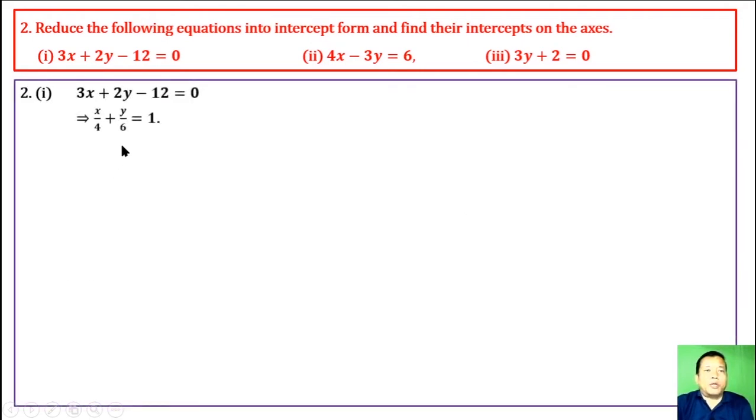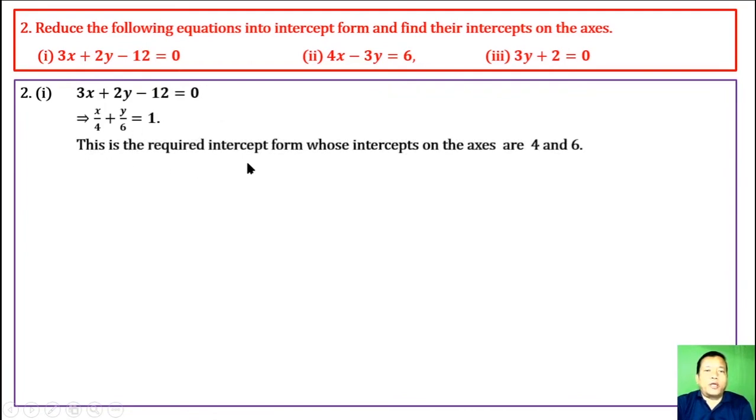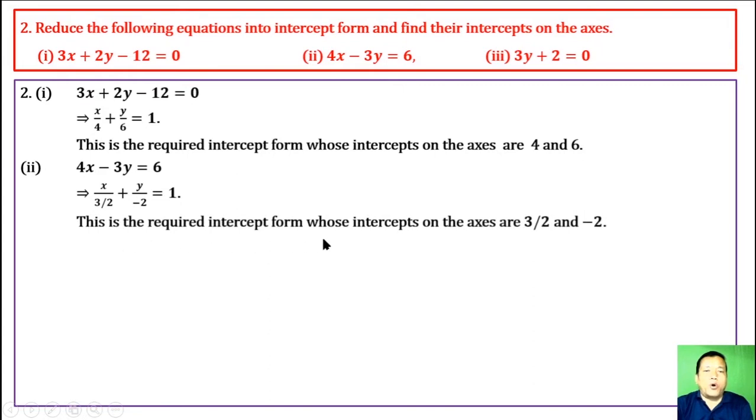We have this Roman number 1. Transfer 12 to the right side and divide both sides by 12. We get this. This is the required intercept form whose intercepts on the axes are 4 and 6 respectively. For Roman number 2, 4x minus 3y equal to 6. Divide both sides by 6 and put in the standard form, that is x by 3/2 plus y by minus 2 equal to 1. This is the required intercept form whose intercepts on the axes are 3 by 2 and minus 2.